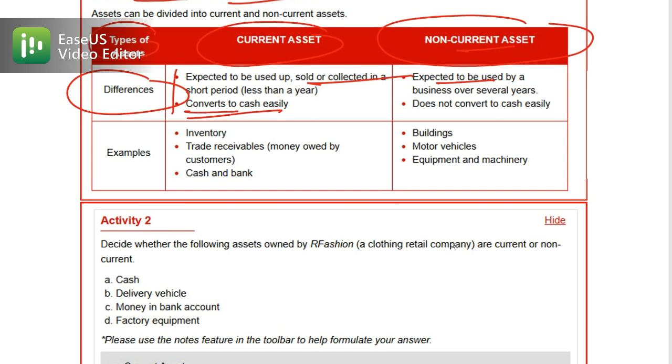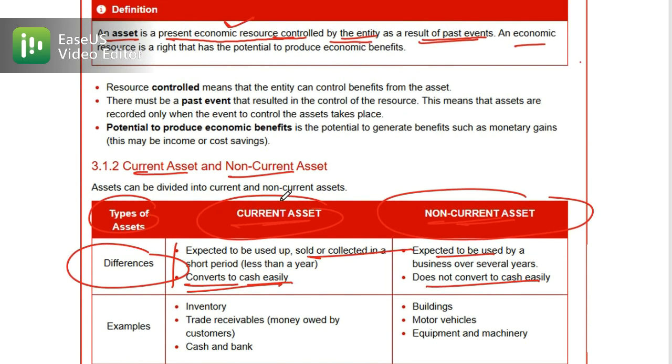If you look at the liquidity, the current asset converts to cash easily, while the non-current asset doesn't convert to cash easily, which means that it's not readily convertible to cash without disrupting the operation. About the nature, current asset is held for trading or short-term use, while non-current asset has long-term capacity to produce goods, services, or save costs. So this is about asset and the types of asset.